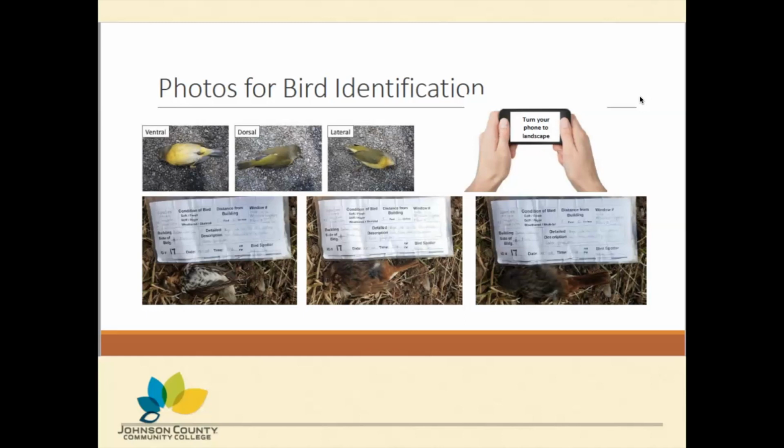We do ask that you take a ventral, dorsal, and lateral picture as shown here so that we can get each side of the bird. You can also see on the pictures on the bottom that as long as we have one picture with the bird and the carcass card, that is totally fine. We just need multiple pictures of the bird in general. So you don't have to put the carcass card with every single picture if you don't want to, or you can if you want to. We just need one with it.